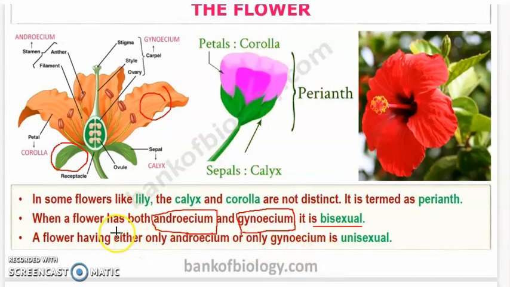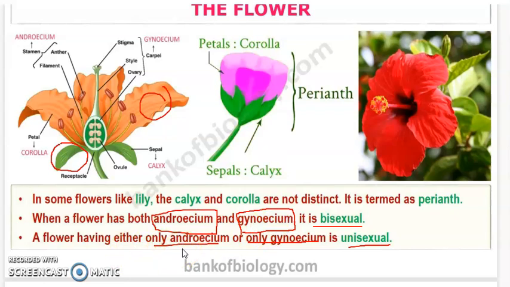Okay, so if a flower is bisexual, bi means two, so it should have androecium and gynoecium. And when a flower has either only androecium or only gynoecium, both these parts will not be seen in one flower. ഒരു ഫ്ലവറിൽ മെയിൽ പാർട്ടും ഫീമെയിൽ പാർട്ടും ഉണ്ടാവില്ല. So such flowers are called unisexual flowers. Okay, so based upon the presence of male and female sex organs, flowers can be of two types: bisexual, unisexual. Bisexual means flower which has androecium and gynoecium, and unisexual means flower which has either androecium or gynoecium in a flower.